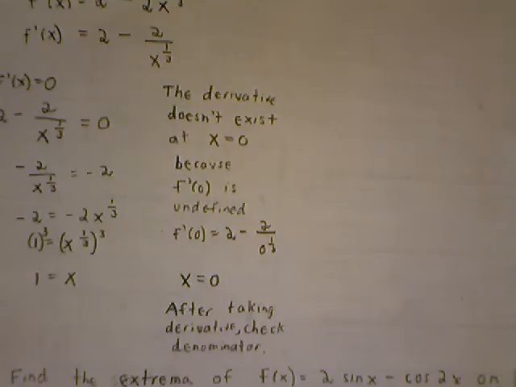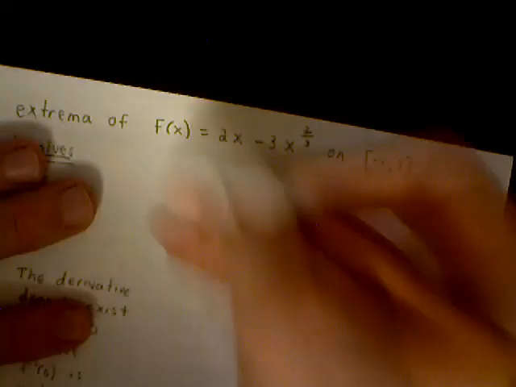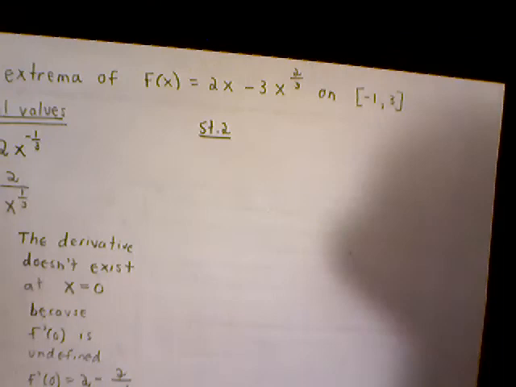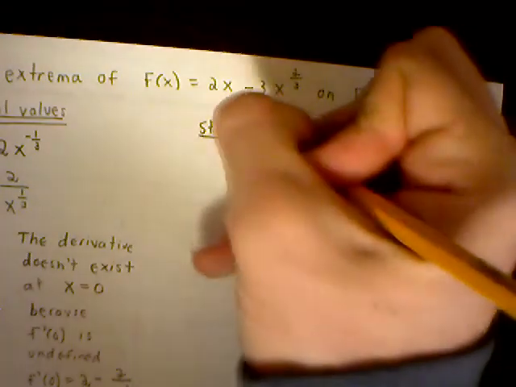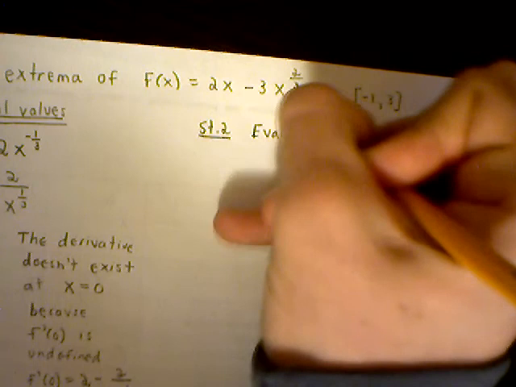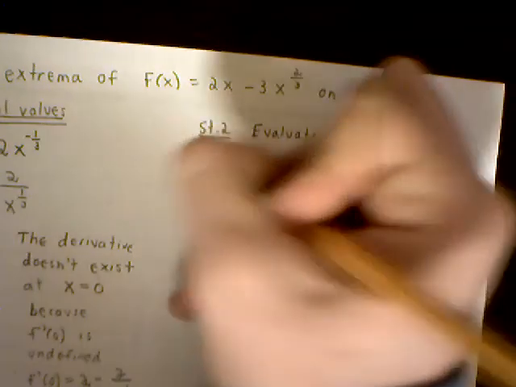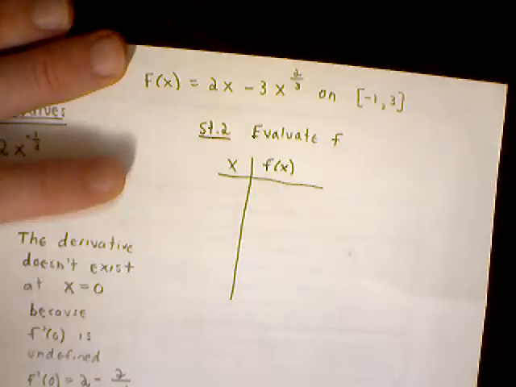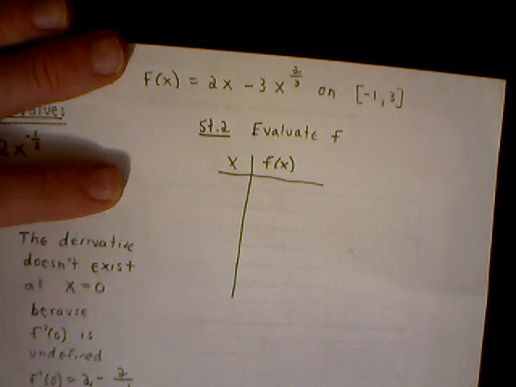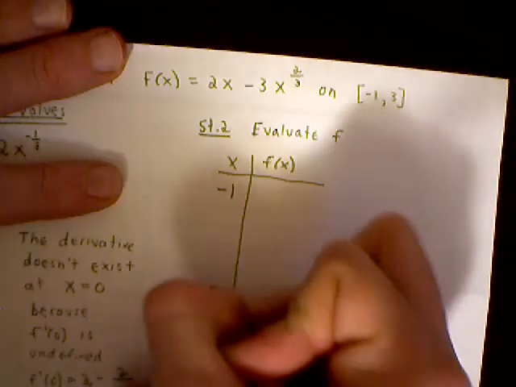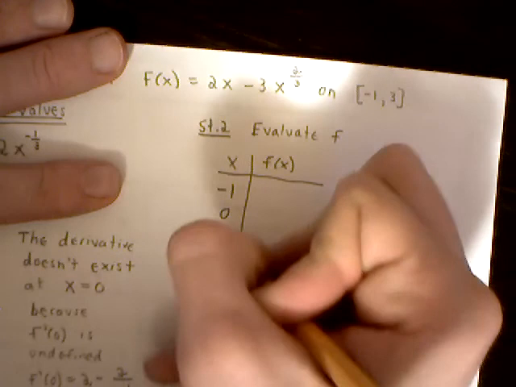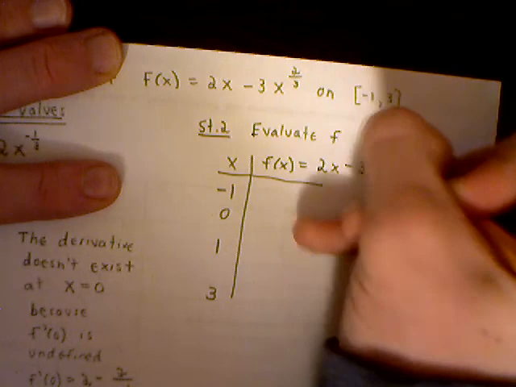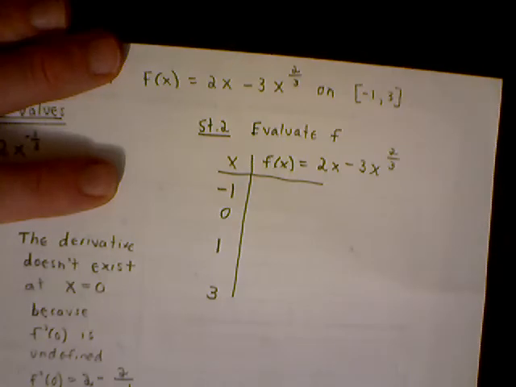All right, now we're on step 2. We got to test our critical values. So let's just make a quick chart. So I'm going to have x and f of x. My endpoints are -1 and 3. My critical values are 0 and 1. I know that f of x equals 2x minus 3x to the 2/3 power. So let's start plugging stuff in.